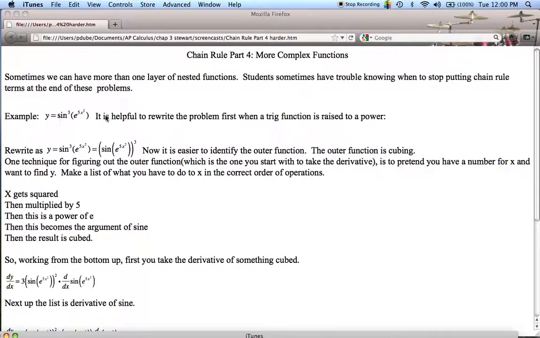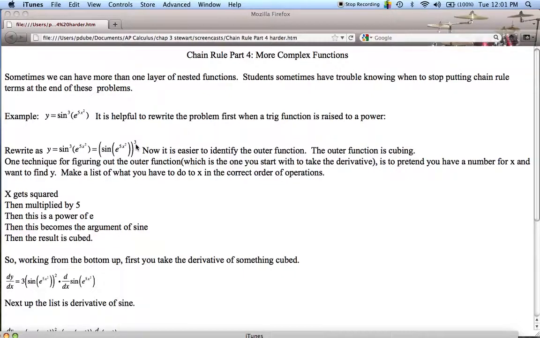Let's take the kind of classic trig function example, sine cubed of e to the 5x squared. It's helpful when you have a trig function raised to a power to rewrite it first. Remember, the 3 on top of the sine means that you're cubing a sine. A whole sine function gets cubed. Now, if you can see this, the cubing is the last thing you would do. If you had a number for x, you would square it, multiply it by 5, make it the exponent on an e, take the sine of that, and then cube the final result.